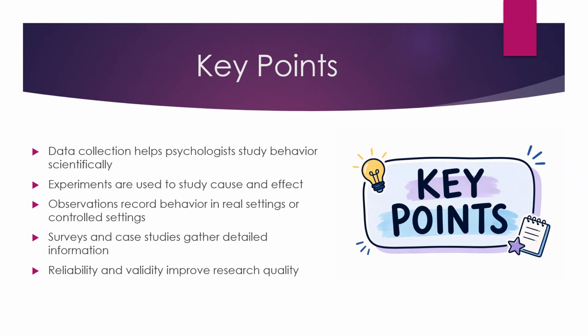Let's now cover some of the main key points from this presentation. Data collection helps psychologists study behavior in a scientific and organized way. Experiments are useful for studying cause and effect relationships, while observation methods allow researchers to record behavior directly. Surveys and case studies also help researchers collect information from people in different ways. Reliability and validity are important because they help make sure research findings are accurate and consistent.